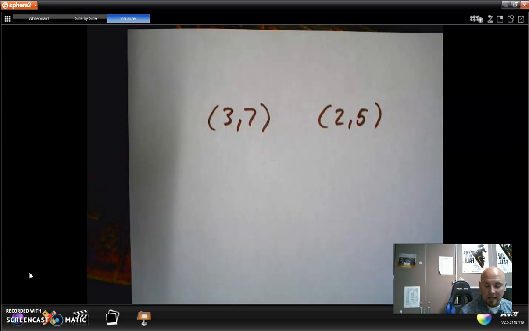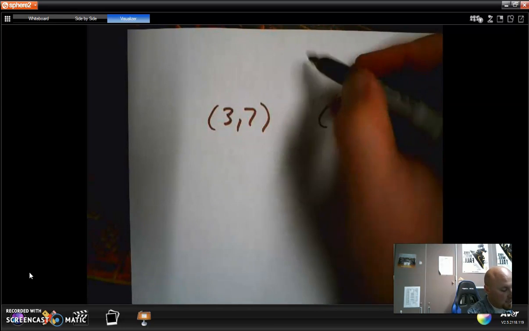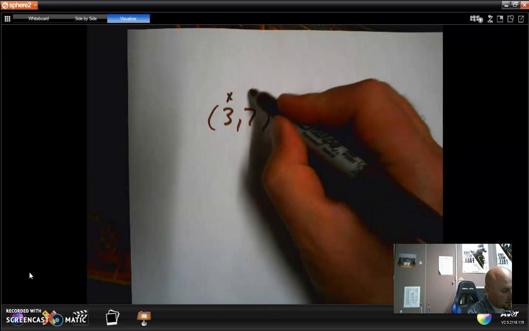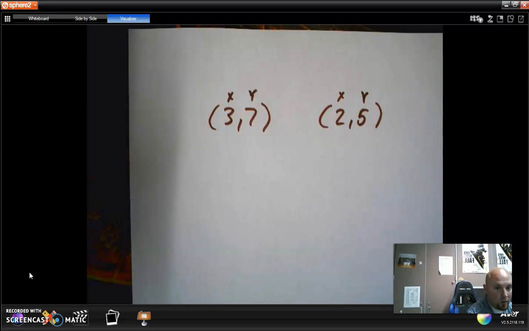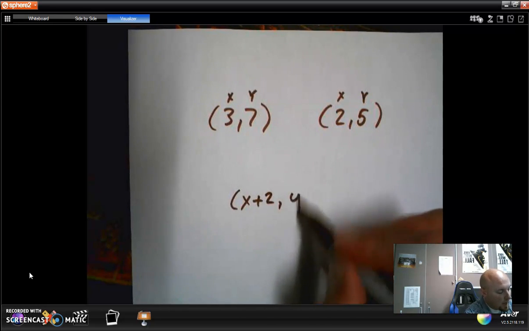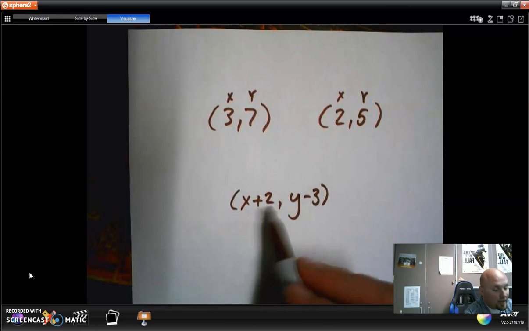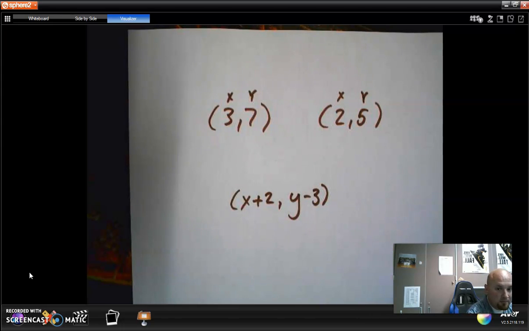Now, let's say I have the points 3, 7, and 2, 5. Now remember, on the graph, 3, 7 means I go right 3, up 7. These are the x-coordinates, these are the y-coordinates. So x before y. Let's say I'm given the rule, I want to move this shape, but I don't have a graph. But I want to move this shape x plus 2, y minus 3. I want to move it right 2, down 3. Where will the new points be?